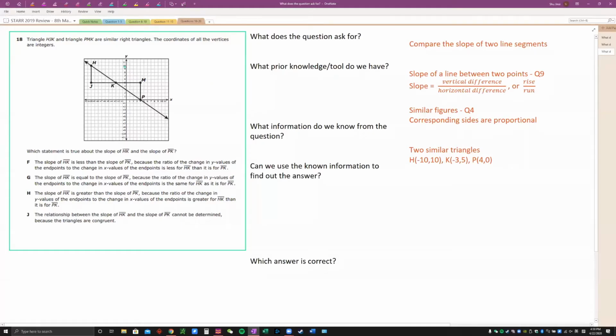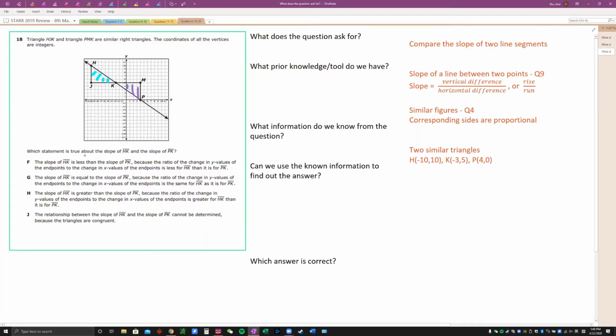Hello everyone, welcome back. Let's take a look at question 18 from the STAR test of 2019. It says triangle HJK, this one, and triangle PMK. There's another triangle here. These two are similar right triangles. The coordinates of all the vertices are integers. So we have two similar triangles.